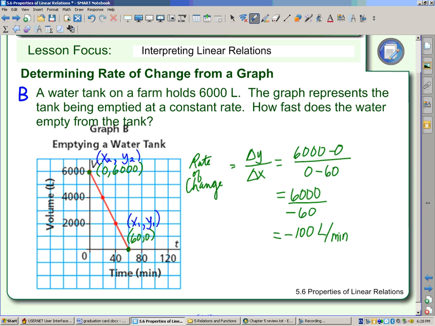So the negative, when I'm dealing with rate of change, usually means something is decreasing. It's going down. A positive means it's increasing. It's going up. So when you see a negative rate of change, we know we have a decrease.